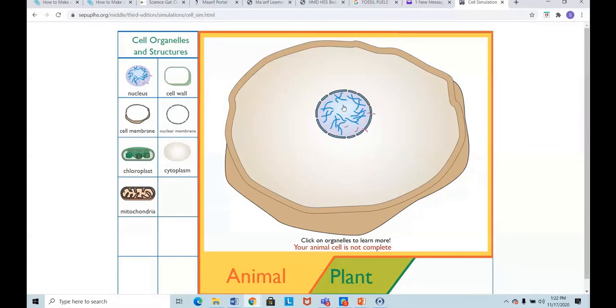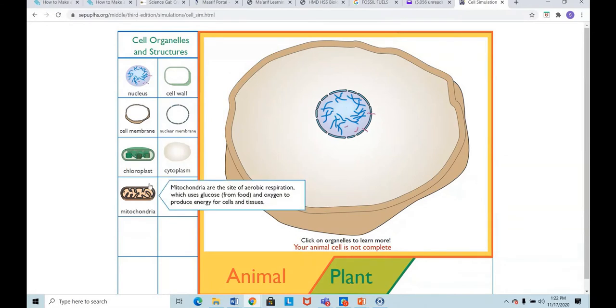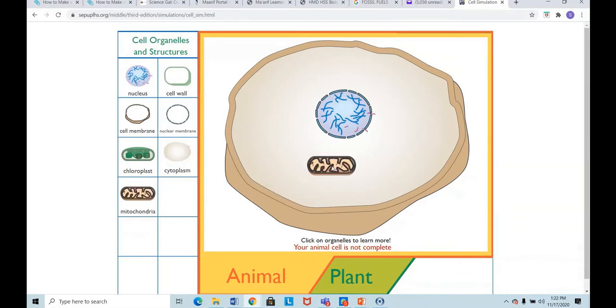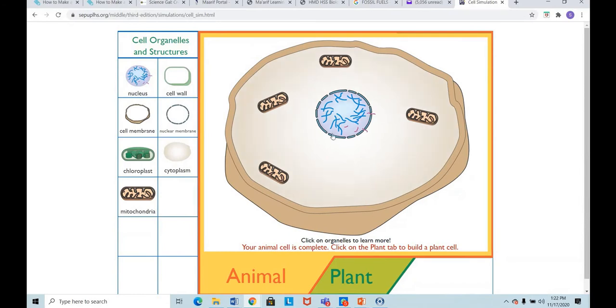Then the mitochondria in an animal cell? Mitochondria. Very good. So that's it. Shall I drag the chloroplast? No, it's not for the animal. It's for the plants. Excellent. What about the cell wall? No, it's not for the animal. It's present only in plants. Very good. So your animal cell is complete.